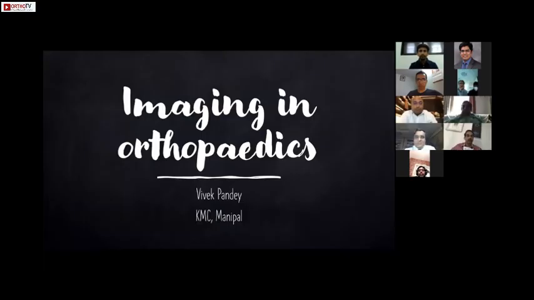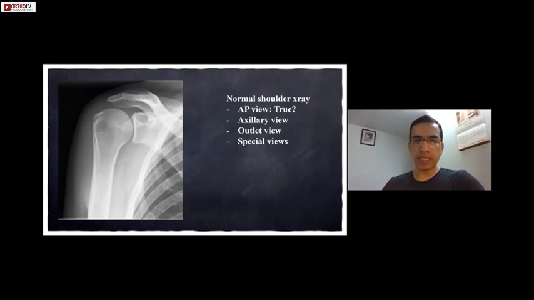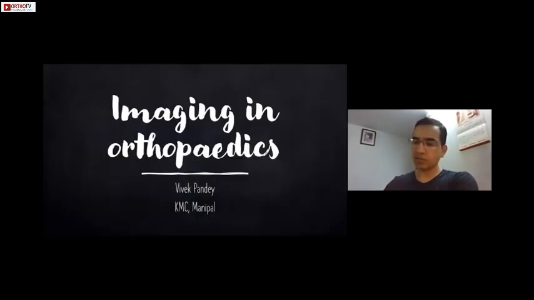So if you look at the imaging modalities in the shoulders, there are predominantly 4 modalities. We have the shoulder X-rays, the ultrasound, CT scan, and MRIs, and each one of them comes with some advantages and disadvantages.